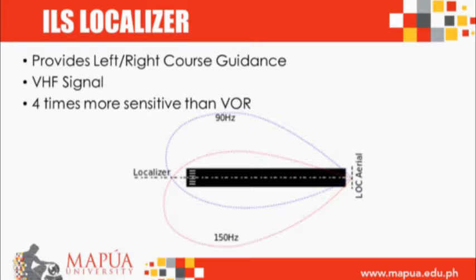As you can see, we have here the 90 Hz and the 150 Hz. And the ILS localizer operates in VHF signal, which means that the usefulness of this is limited to line of sight. And lastly, the localizer is 4 times more sensitive than VOR.